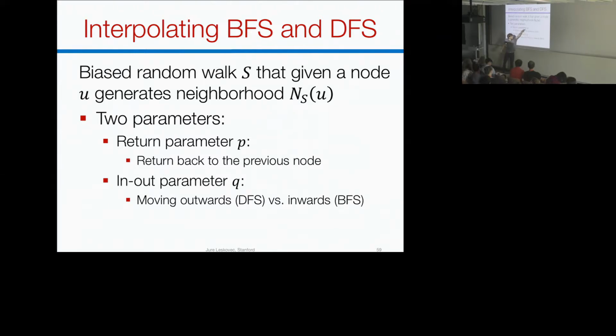This walk, the way we define it, will have two parameters. We'll have a parameter P and a parameter Q. P will be, in some sense, the probability that we are returning back to the previous node, making a step back. And parameter Q will tell us, do we want to steer close to the starting node, or do we want to go away from the starting node? I'll give you the further explanation for these two parameters in a second.